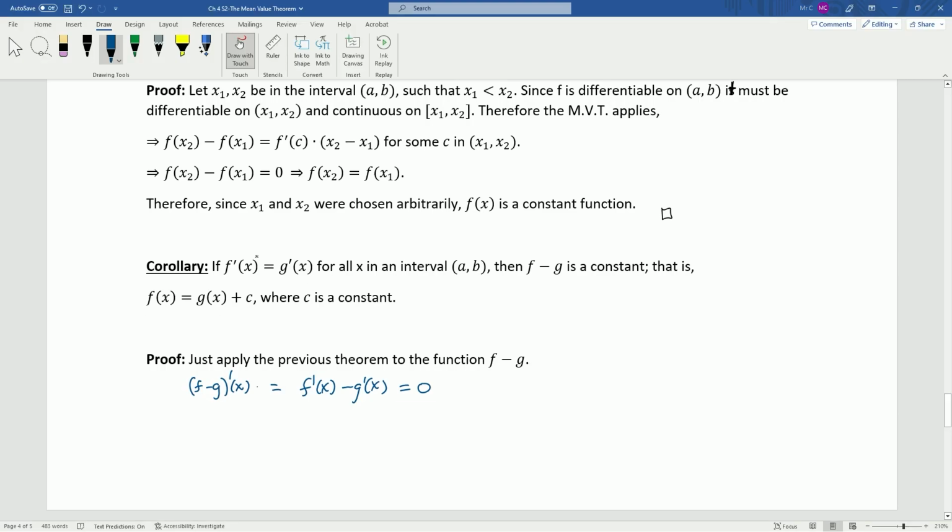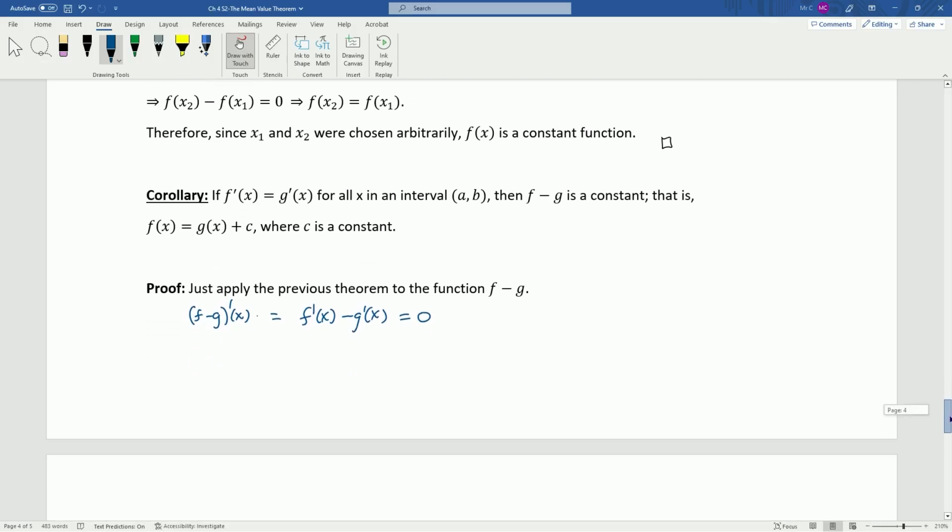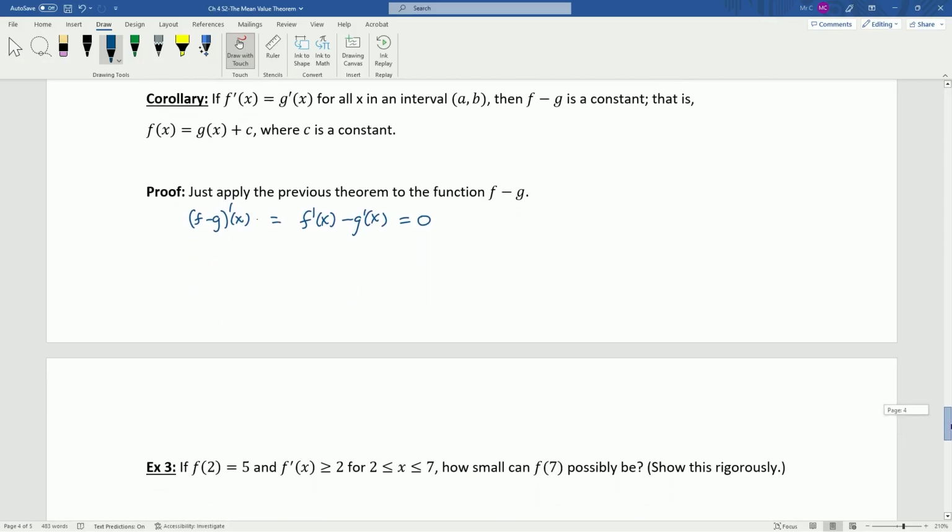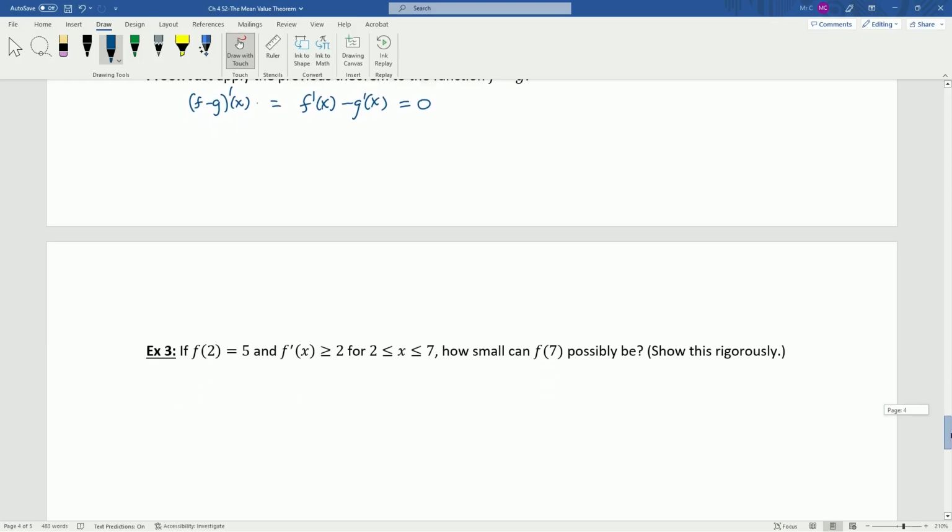So this may seem like a really small little thumbnail problem, like no big deal, but this idea is going to be really, really important. Later on, we're going to use this all the time. If you have two derivatives that are equal, then the original functions only differ by a constant value. So that's a very important thing to keep in the back of your head. We won't use it a ton right now, but it won't be long before it comes up pretty frequently.